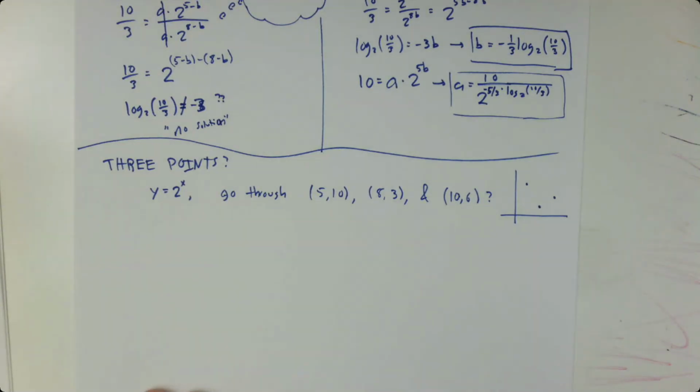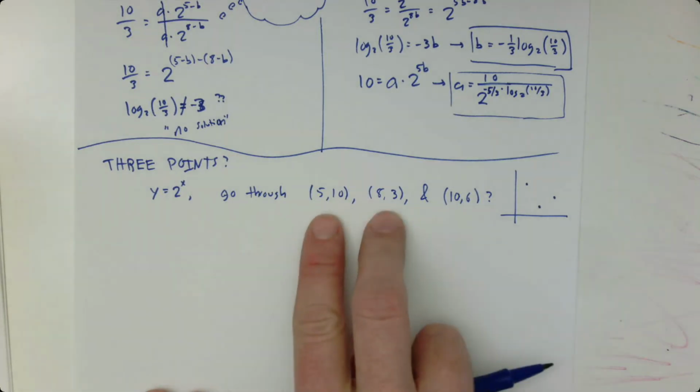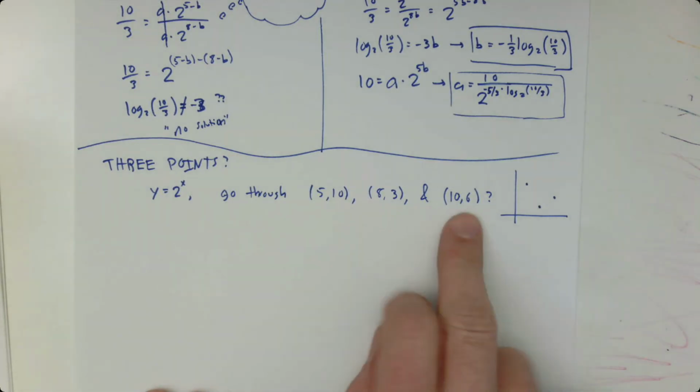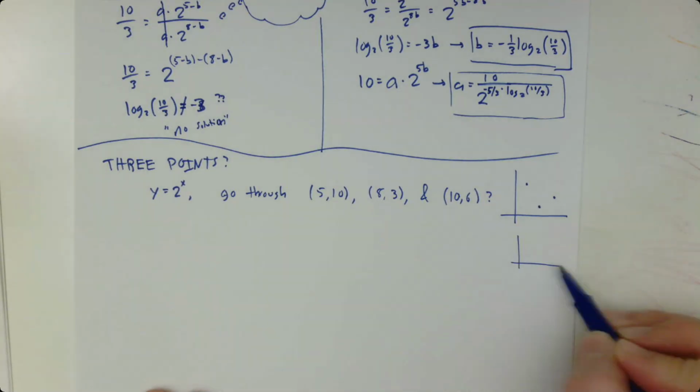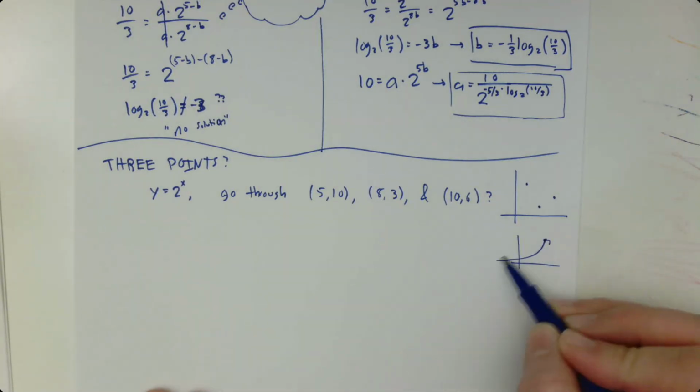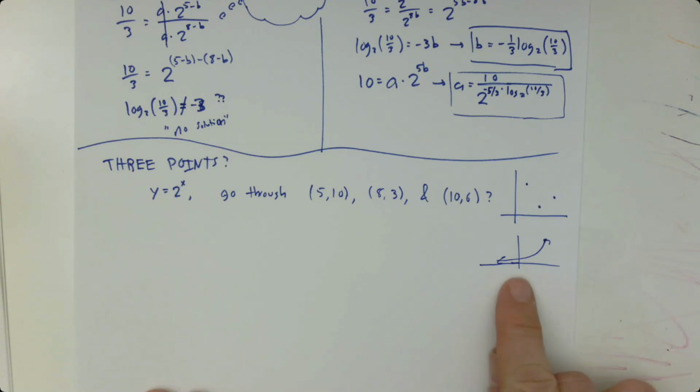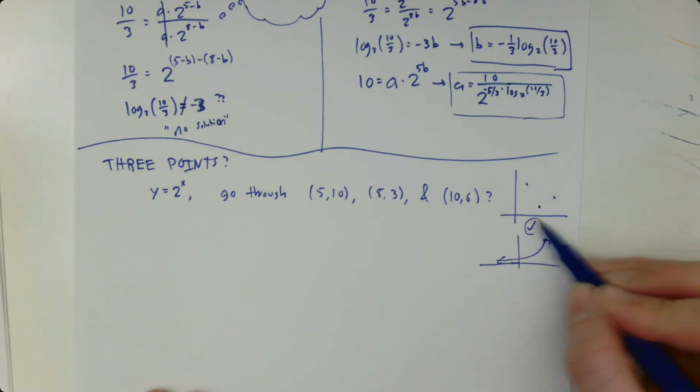Could we make it go through 3 points? Like, could we make it go through the same 2 points as before, (5, 10) and (8, 3), but then also (10, 6)? Here's what it looks like. Hopefully, looking at that picture, you're thinking, hold on, Mr. Dobrovich. There is no amount of stretching or squishing or translating that is going to make this shape fit those 3 points. And you are absolutely correct.